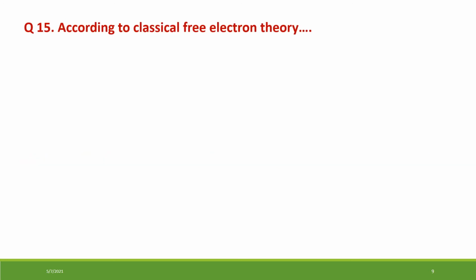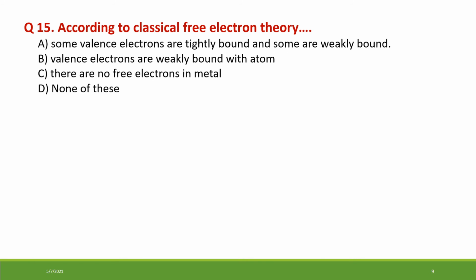Question number 15. According to the classical free electron theory, option A, some valence electrons are tightly bound and some are weakly bound. B, valence electrons are weakly bound with atom. C, there are no free electrons in metal. And option D, none of these.